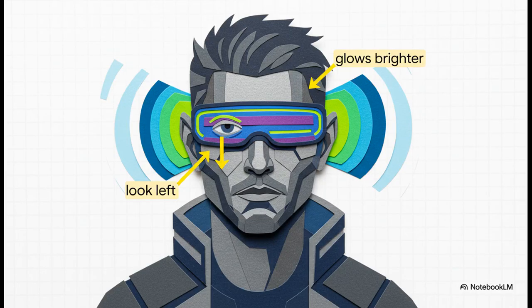Here is a perfect example of a great motion prompt. Look closely. We are not describing the character at all. We're describing actions, like blink slowly and look left. And we're describing physics, like making the visor glow brighter. It's like you're a director giving instructions about movement and lighting, not character design.